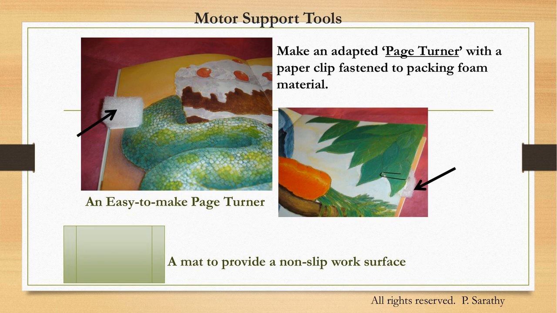Another one is a little paper clip there. That's a page turner, and you can use that foam packaging material attached to the paper clip so that the student can turn pages. You can also use a craft stick, but sometimes it's a little bit more difficult to use the craft stick. So that will provide the student the opportunity to turn the page himself or herself.